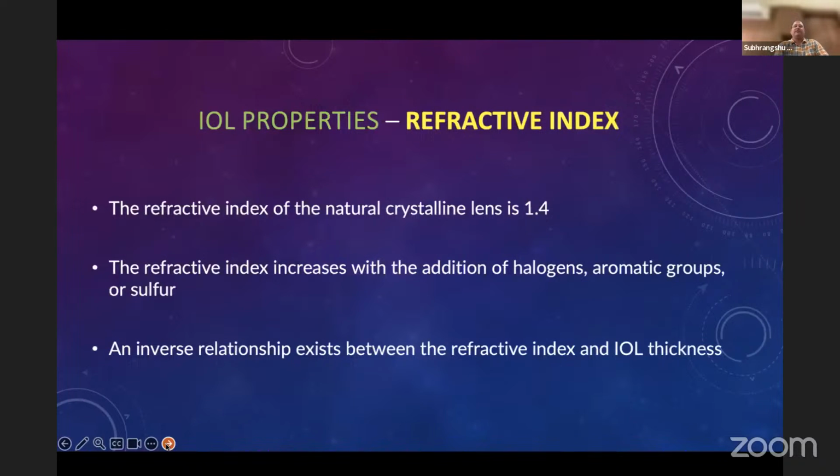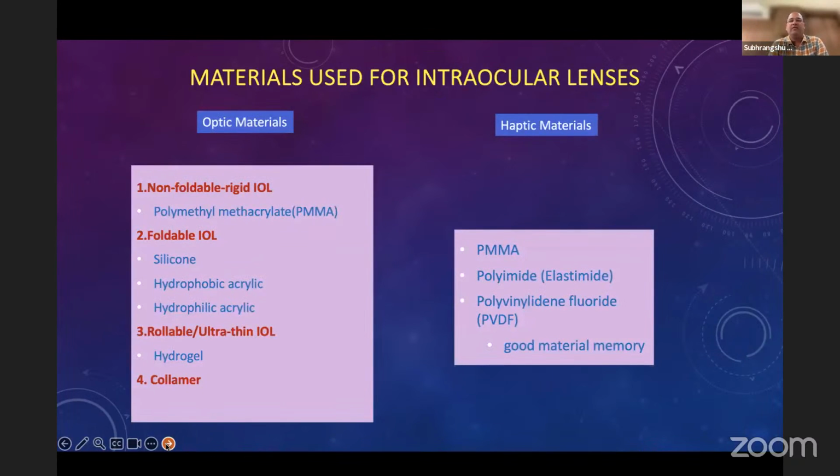Then, of course, the refractive index. The refractive index of the natural crystalline lens is 1.4. The refractive index increases with the addition of halogens, aromatic groups, sulfur. There's an inverse relationship that exists between refractive index and the IOL thickness. So with this background, we come to the various materials that are usually used for intraocular lenses.